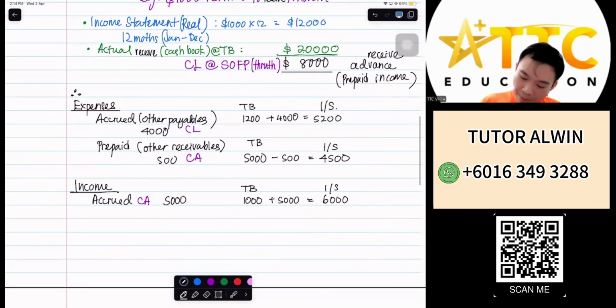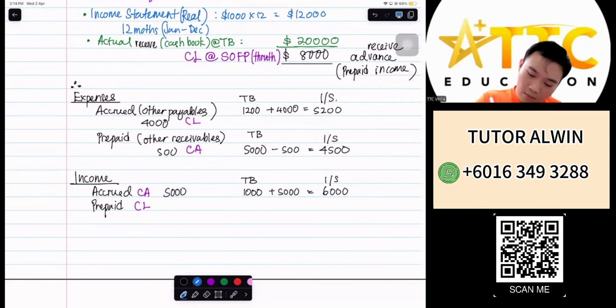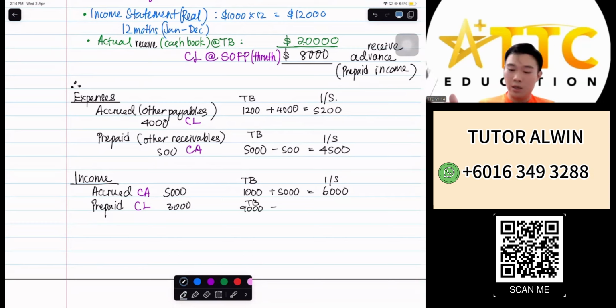If it is for prepaid income, it will be the other way around, a current liability. Let's say you have received an income in advance of 3,000. Your trial balance, let's say, has an income totaling 9,000. Since this 3,000 is received for a future period, you have to deduct it off. So you minus off 3,000 and your income statement will show 6,000. And this 3,000 will be like future money received. It's like you're borrowing money from the future. Therefore, it falls under prepaid income in your current liability.